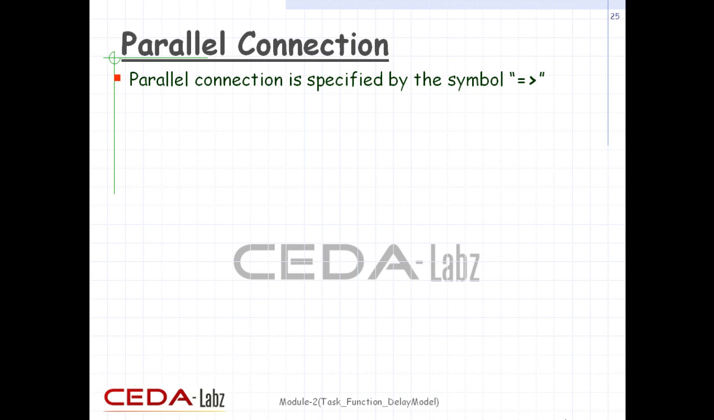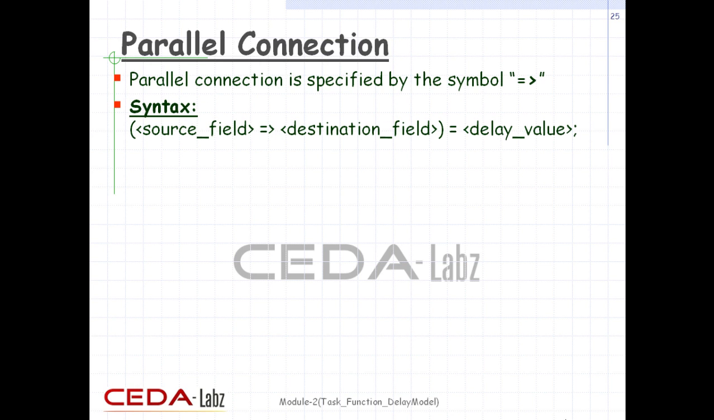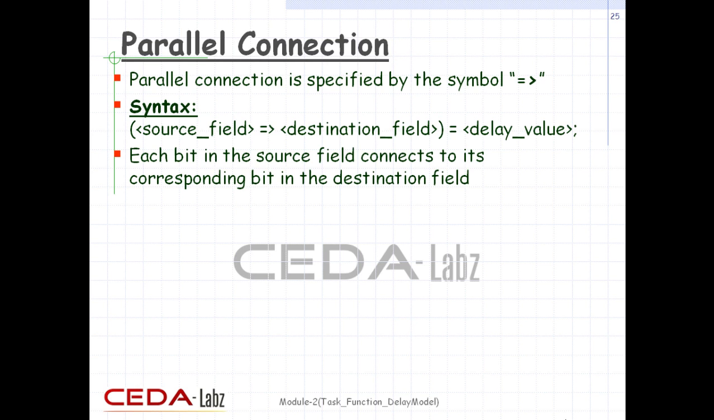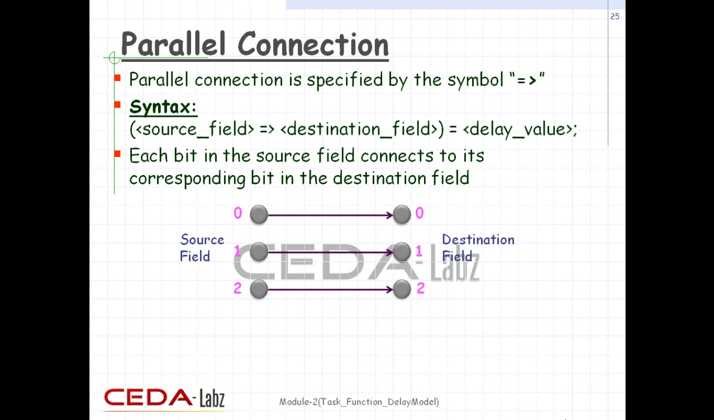Parallel connection is specified by the symbol =>, and its syntax is shown here. In parallel connection, each bit in the source field connects to its corresponding bit in the destination field. If the source and the destination fields are vectors, they must have the same number of bits, otherwise, there is a mismatch. Thus, a parallel connection specifies delays from each bit in source to each bit in destination. This figure shows how bits between the source field and destination field are connected in a parallel connection.